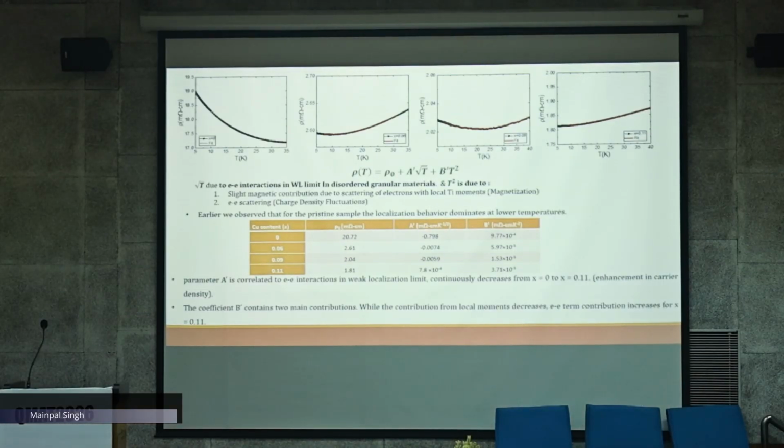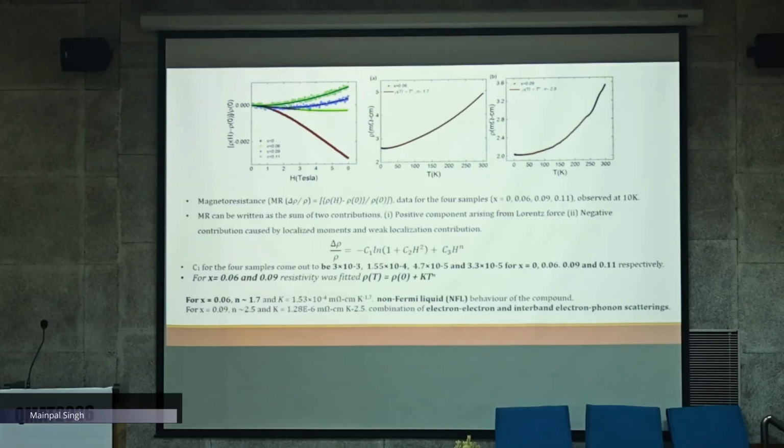In the localization part, we can clearly see that in the pristine sample the A prime factor has a negative value, which gives this rise in the resistivity. As we go to higher concentration, the only contribution coming is from the B prime, and although it has two contributions, one magnetic and the second the Fermi liquid, at x equal to 0.11 the only contribution which survives is the Fermi liquid contribution.